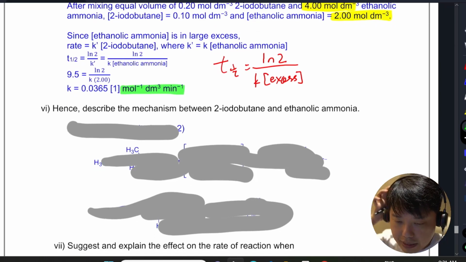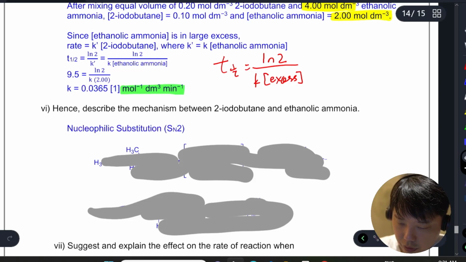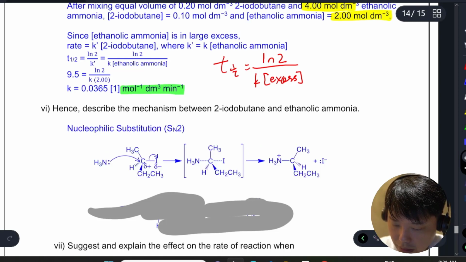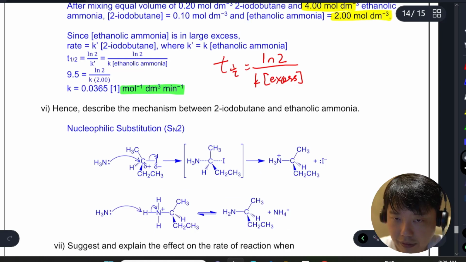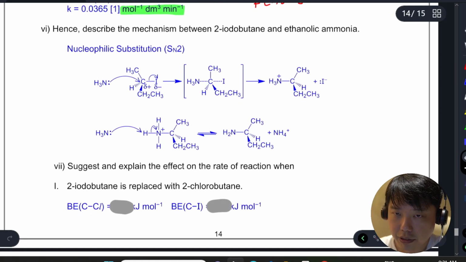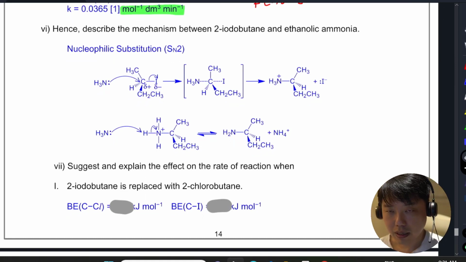Okay, for part 6, hence describe the mechanism. So this part is evidently SN2, because both are first order. Both the reactants and the nucleophiles are first order. They will affect the rate of reaction. Okay, so this mechanism, I will leave it to you to look through. Basically, it is the standard mechanism, one of the 6 that you have to remember for your A levels.